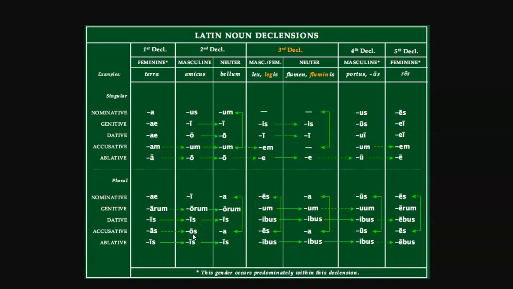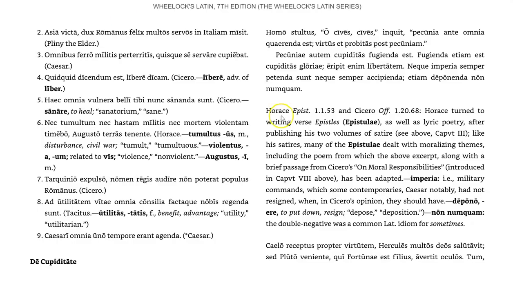So after he had been received into heaven, Hercules greeted many gods. So that one's pretty straightforward. The gods are the direct object. So who greeted whom? Well, he greeted them. So the them is our accusative direct object.